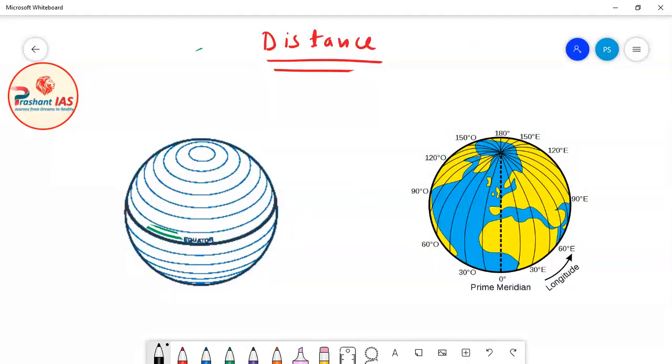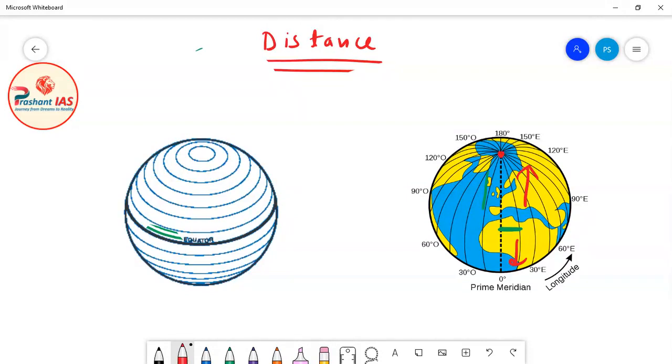Now friends, after this, what is the difference between two meridians of longitude? Here also we are talking about consecutive, for example, 1 degree east meridian of longitude and 2 degree east meridian of longitude. You can see in this diagram that the distance between two meridians of longitude is largest at the equator, and it reduces as you move toward either the north pole or the south pole, and at the pole it becomes 0.